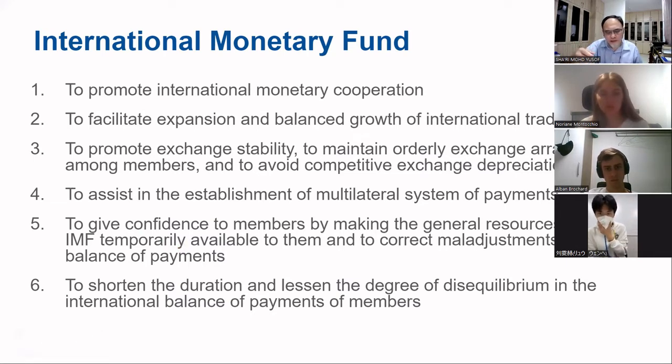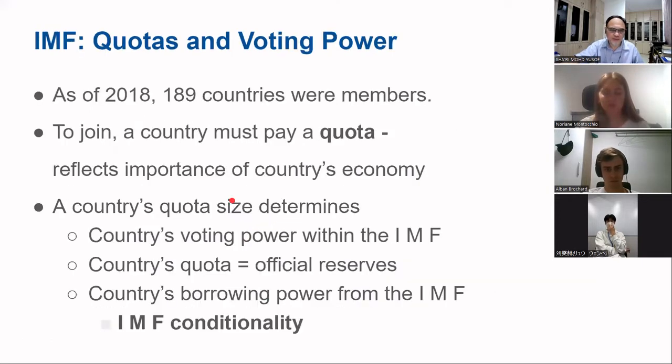There is an example of this. There are countries, for example, during the Asian crisis, Malaysia was also affected, but we didn't take the IMF. Mahathir, our Prime Minister, fixed the exchange rate at that time. So he did what others didn't do. Anyway, right, to shorten the duration and lessen the degree of disequilibrium in the international balance of payments of members. Right. I'm not going to dwell into detail, just briefly only.